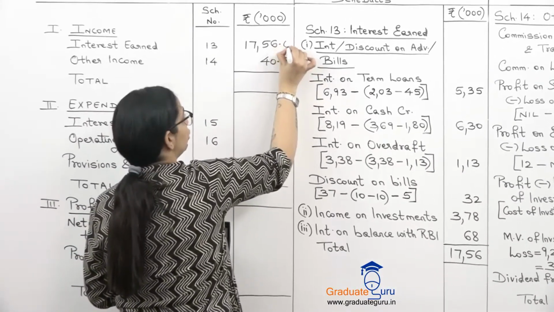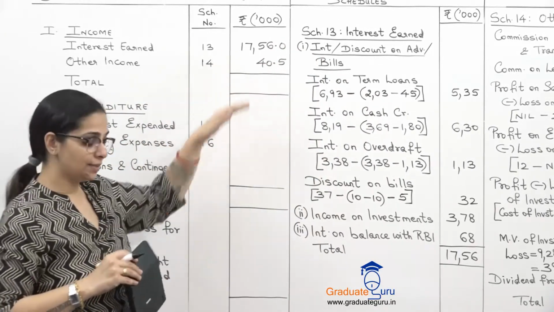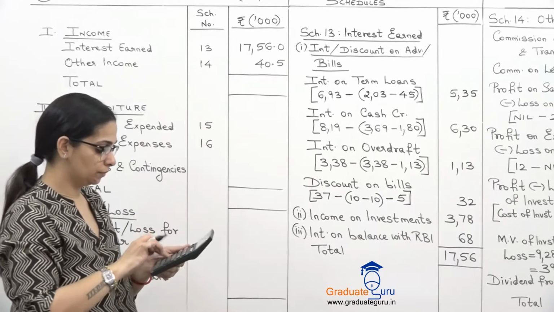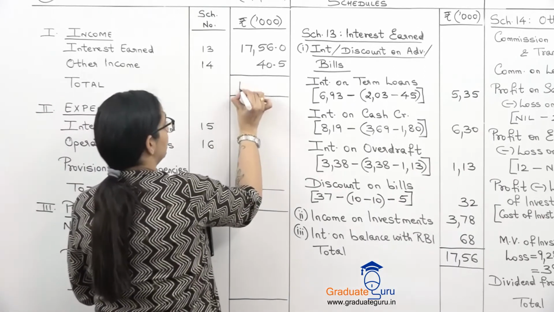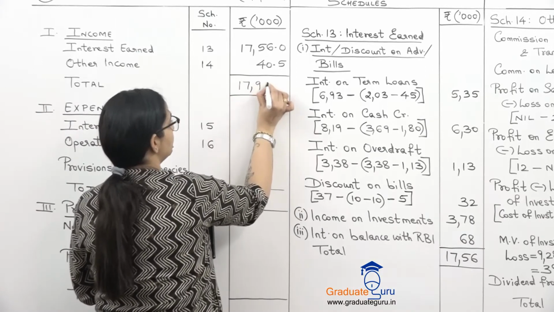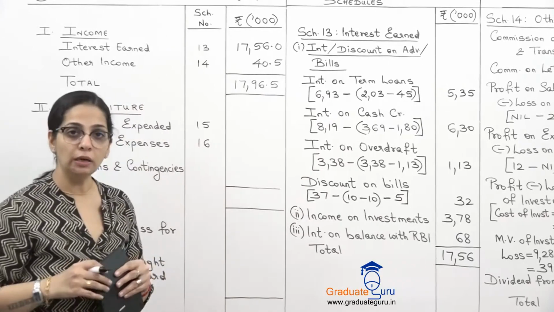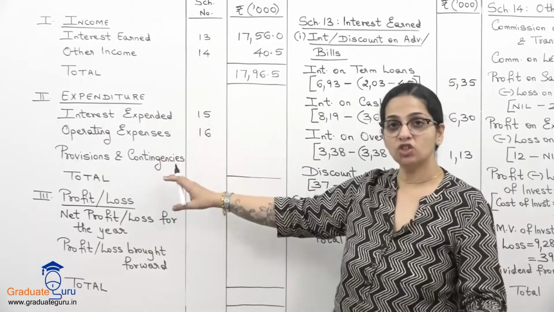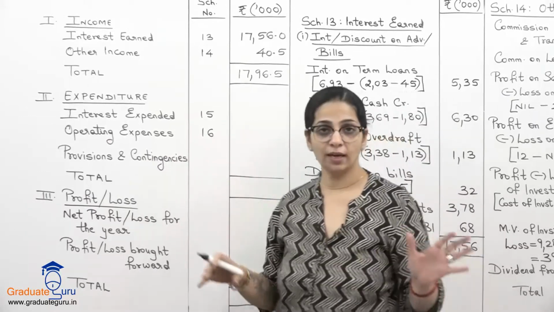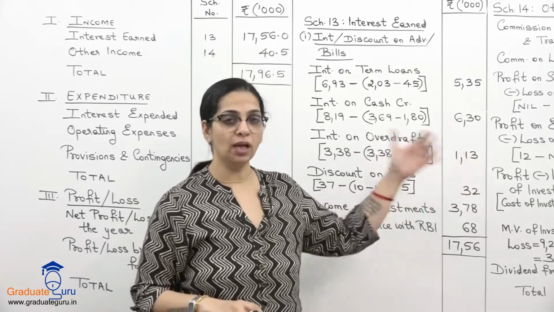40.5. Since there is a point over here, I'll add the point here also. So this is our income. Let's take a total of these two. We get 1796.5 as our total income. Okay. Now we have to go to our expenditure side. Okay. But before that, I'll need space to make those schedules. So take these two schedules down and then we'll continue.